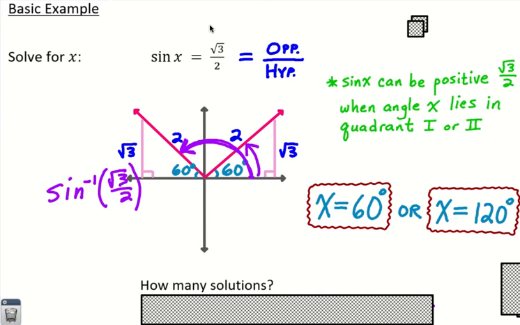I mean, are there no negative angles that you could take the sine of and get root 3 over 2? Are there no angles greater than 360 degrees?